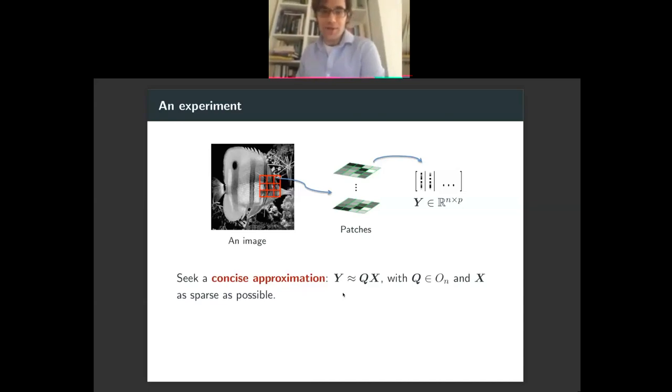So this is our problem. I'm going to try to factor Y as Q times X, where Q, as we mentioned, is an orthogonal matrix, and X is as sparse as possible.